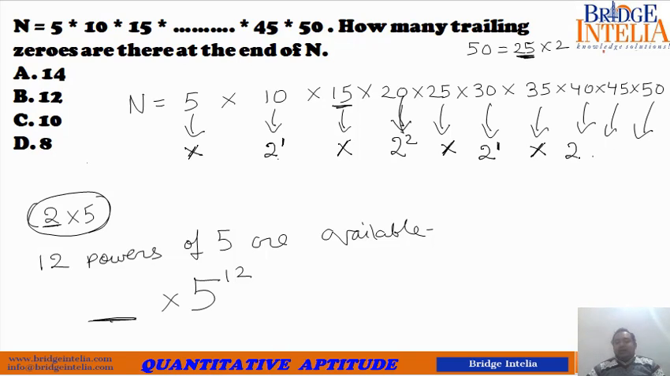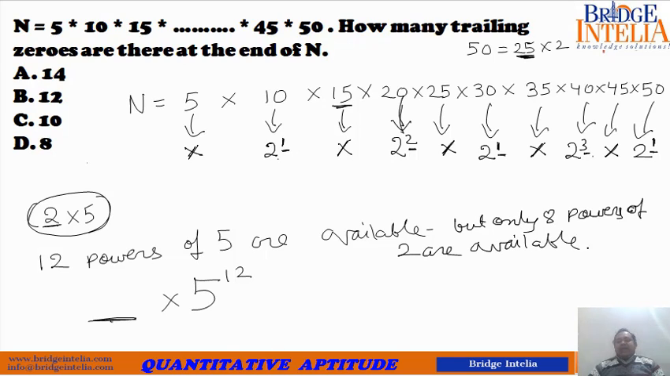From 40 you get 2 cube because 40 is a multiple of 8. 8 is 2 cube. From 45 you get nothing. From 50 you get only 1 power, 2 to the power 1. So how many powers of 2 are available? 1, 3, 4, 7, 8. So you can see, only 8 powers of 2 are available.